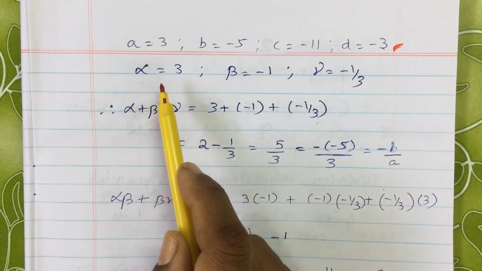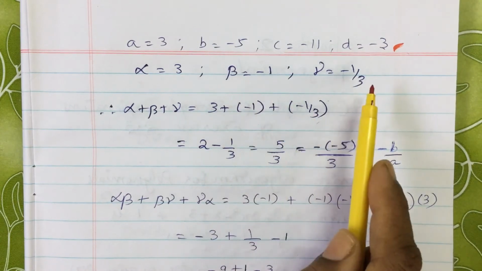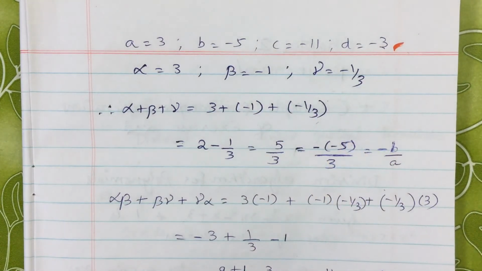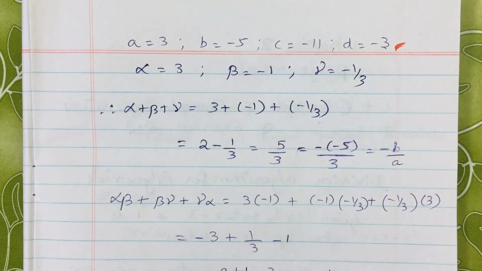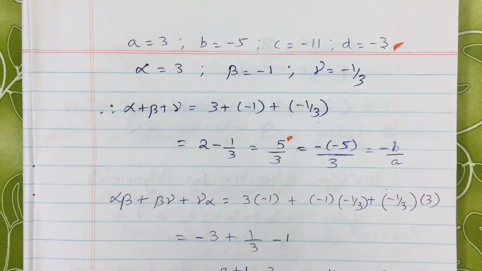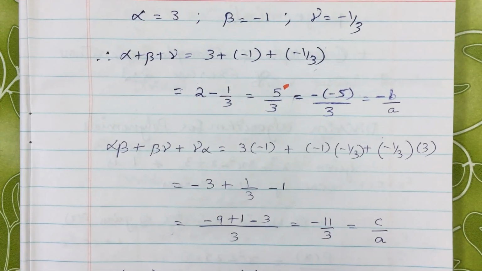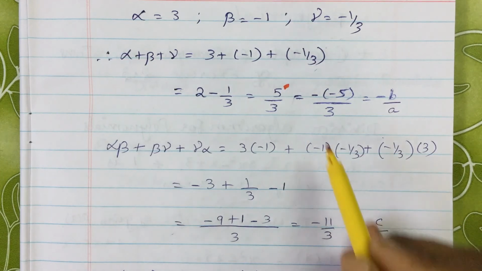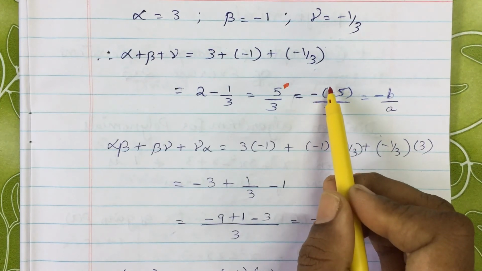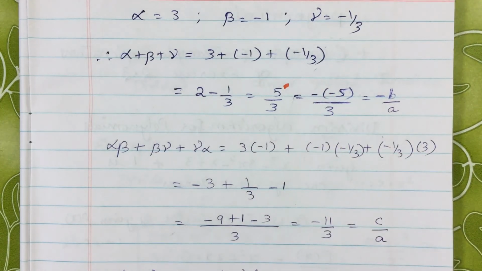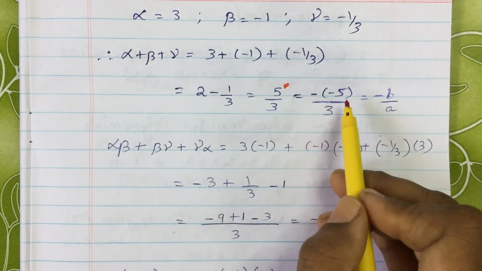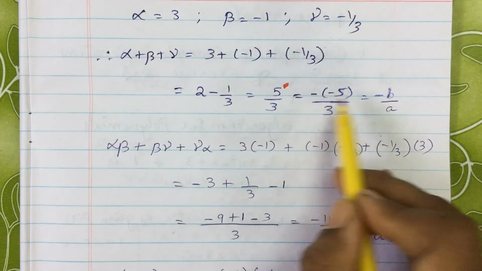So here what are the zeros? One is 3, another one is minus 1, and the third one is minus 1 by 3. So when I find the sum, alpha plus beta plus gamma, that is 3 plus minus 1 plus minus 1 by 3, finally I got the value 5 by 3, right? 5 by 3. But in my equation b is minus 5. So in order to bring that minus 5 into the picture, I have added one more minus here. So in order not to alter the value, I have added one more minus inside. So minus of minus 5 divided by 3, that is equal to minus b by a.